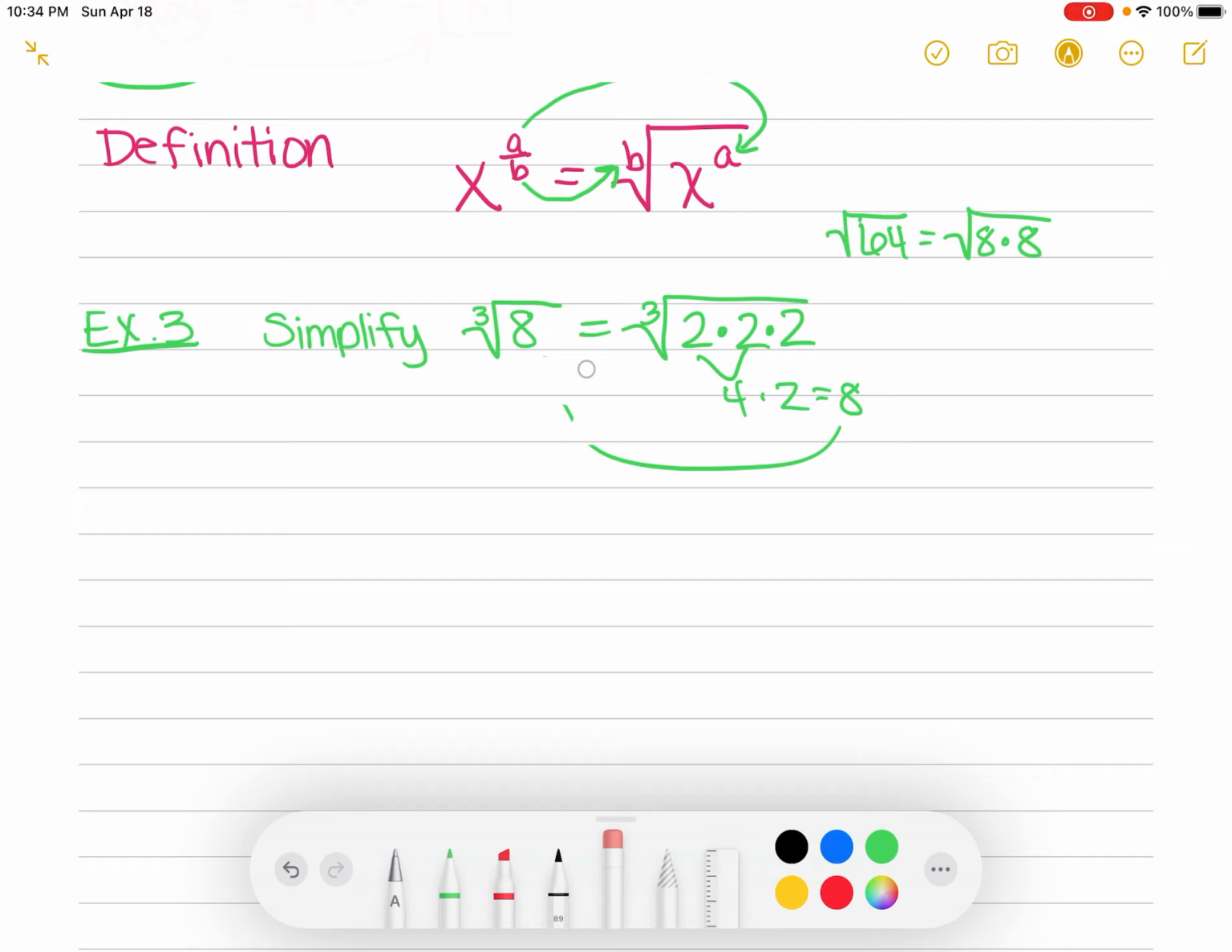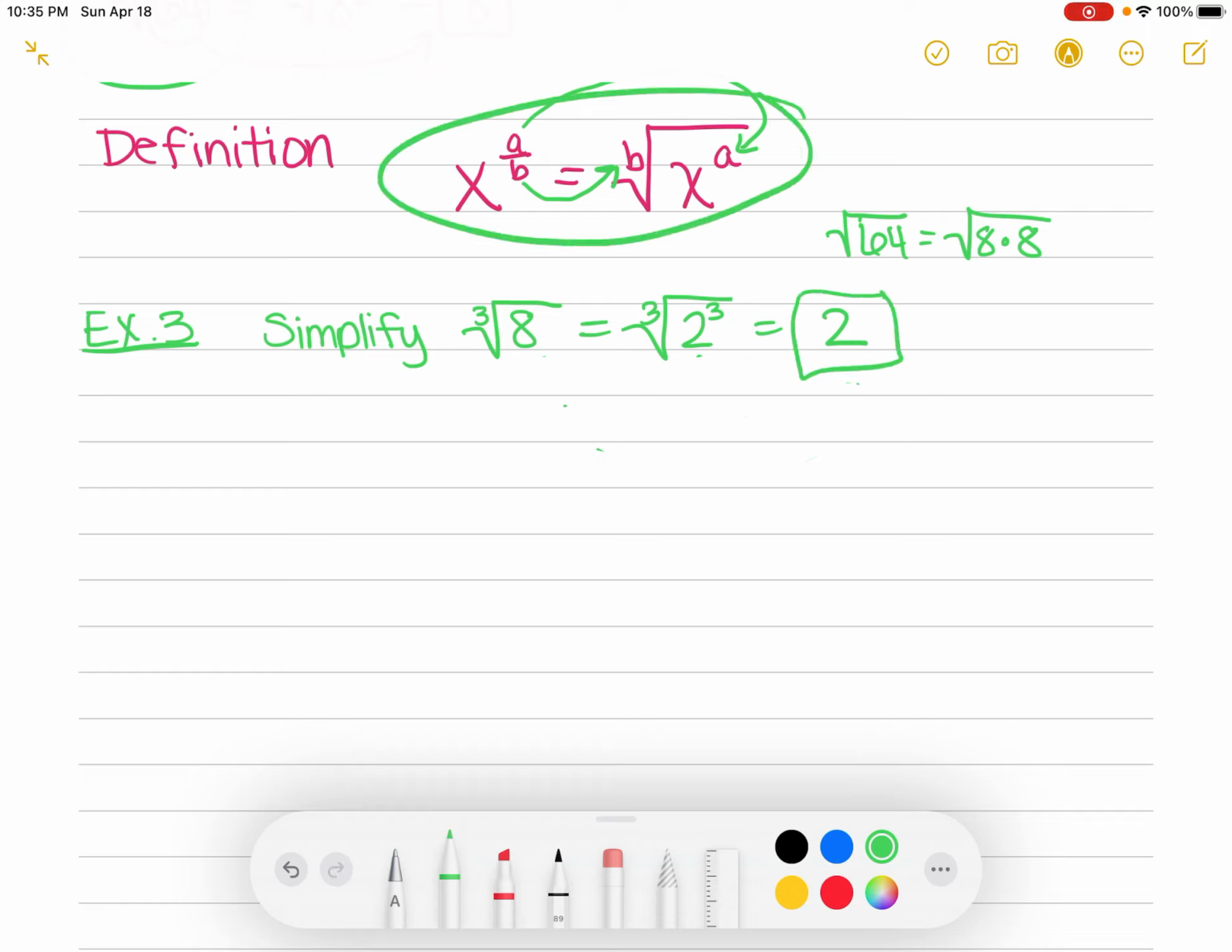Okay, so another way to write that 2 times 2 times 2, instead of writing all those 2's, is to write 2 to the 3rd power, right? And so now when I find my answer to the cube root of 8, it's just going to be 2. We're looking for that number that we had cubed in there. Okay, so let's look at what that means for what we wrote up here.